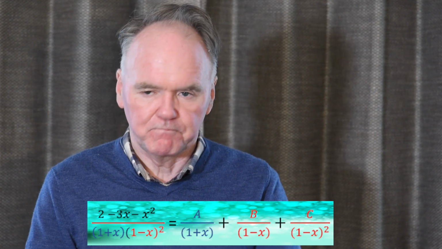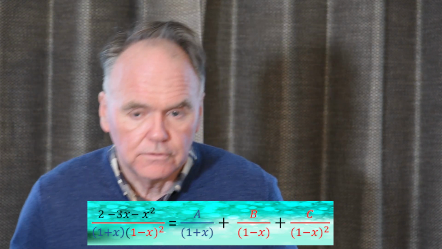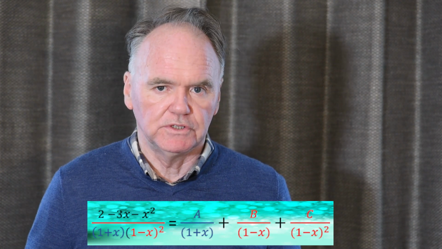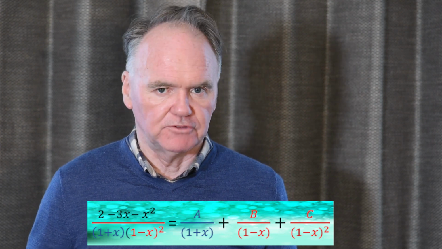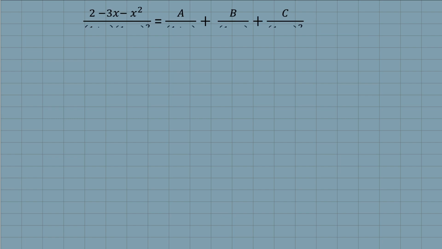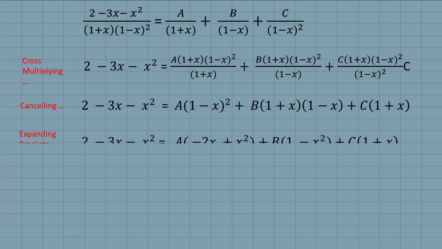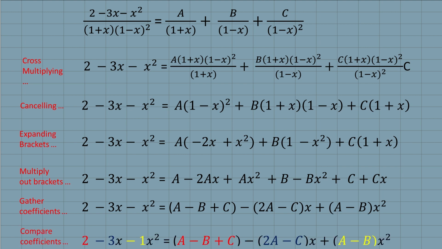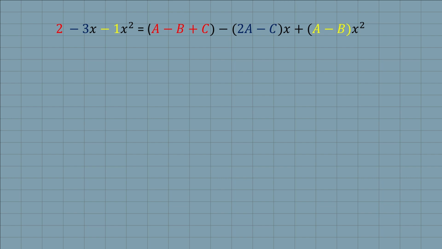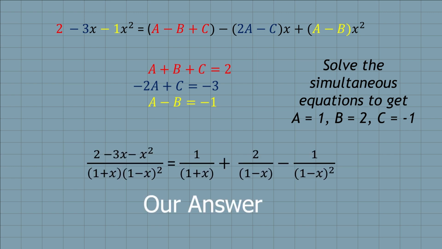It's our job now to solve that expression for those three constants. Now to solve this equation for a, b and c, we deal with it as a normal fraction. For example, we cross multiply, we cancel where it's possible, we multiply out the brackets, then we gather coefficients, then we compare the coefficients to set up simultaneous equations. So we've got our three simultaneous equations and we solve them to get a is equal to 1, b is equal to 2 and c is equal to negative 1.